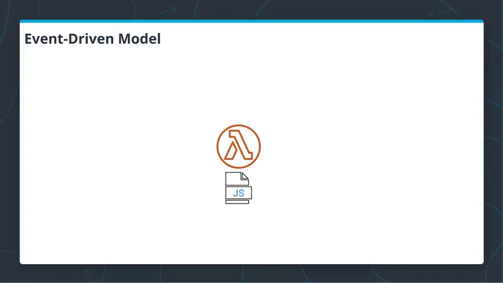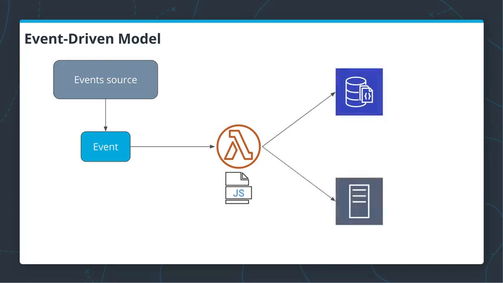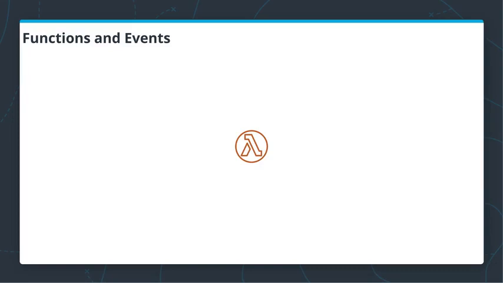Now, here is a 10,000 feet overview of function as a service. To run a function in a cloud, we need to deploy a code to a cloud provider, and then we need to connect it to an event source. When this event source is producing an event, this event is sent to our function, and this function can run its code and access other resources such as databases, other services, and so on. But the question is, what can be an event source for our function?